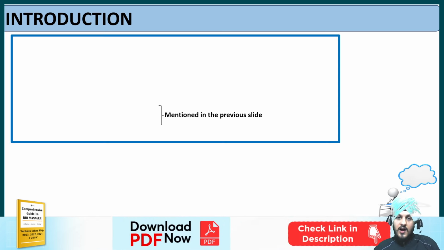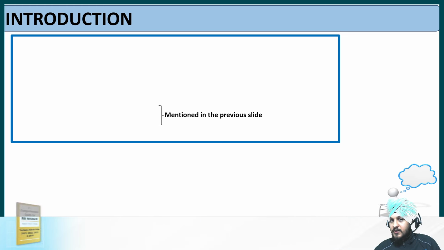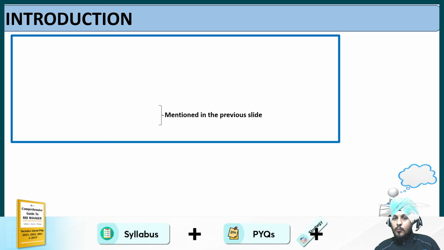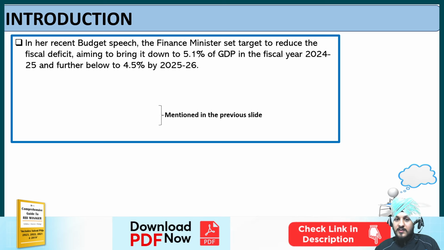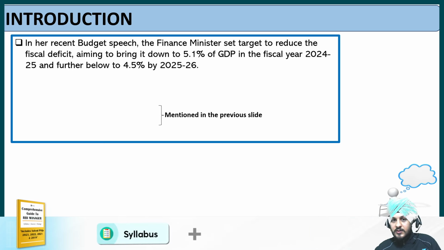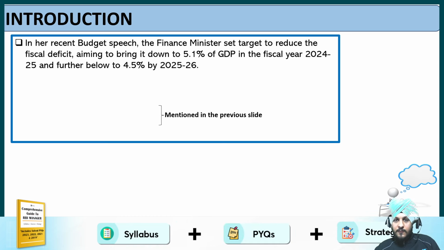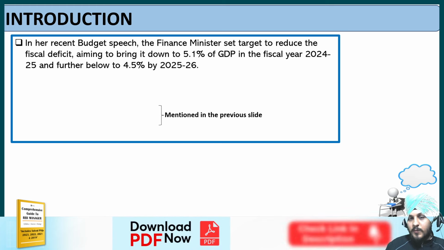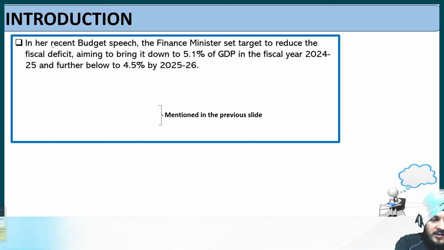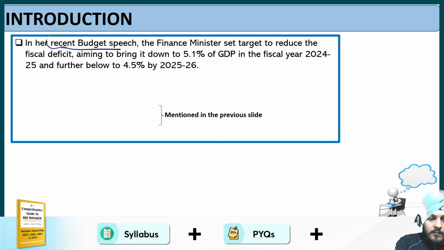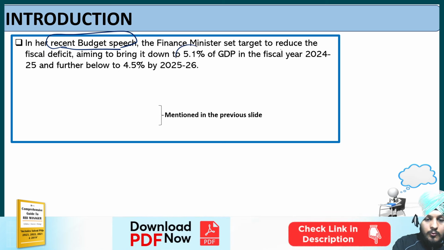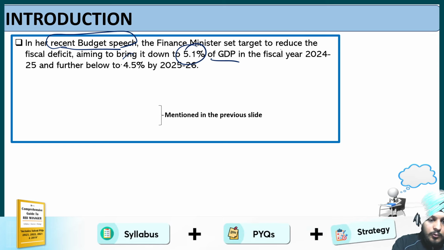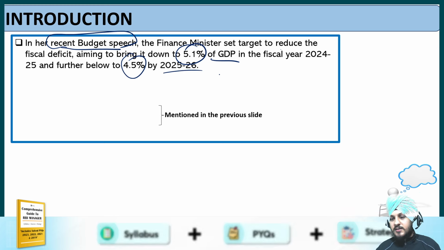Since the question asks about the detrimental effects of the fiscal deficit and how fiscal consolidation can play a role in tackling those challenges and ensuring economic sustainability, how can we start our introduction? Instead of directly starting with the definition, because the question is not asking about the definition, what you can do is write a data point or any current affairs reference. I have mentioned the reference of the budget speech of the government. In our budget speech, the finance minister set a target to reduce the fiscal deficit, aiming to bring it down to 5.1% of the GDP in the fiscal year 2024 to 2025, and further below to 4.5% by 2025 to 2026. We already saw it in the news.